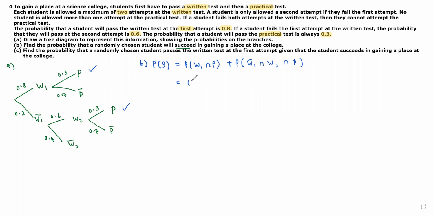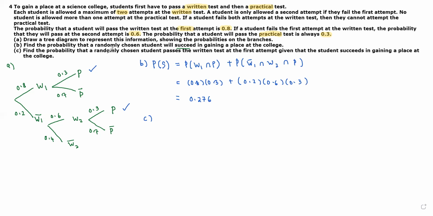That is 0.8 times 0.3. And for this case here, we have 0.2 times 0.6 times 0.3. And that is 0.276.